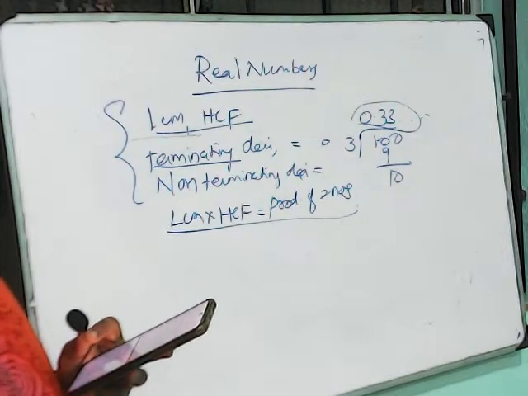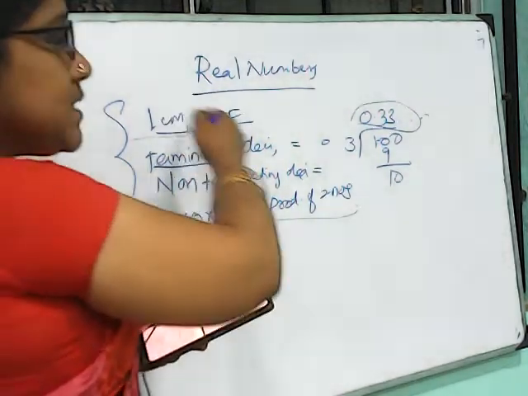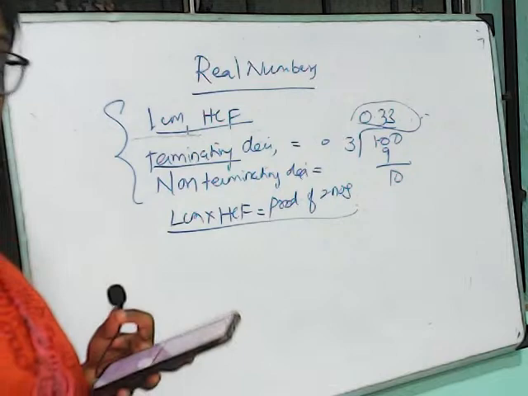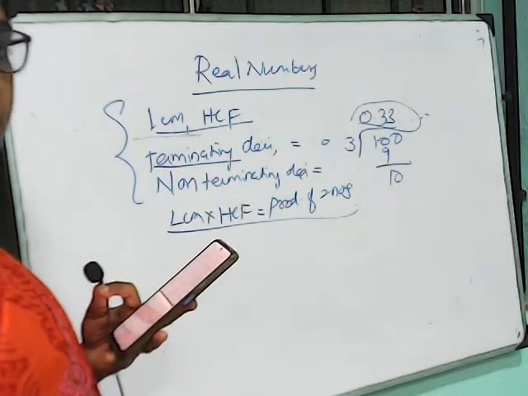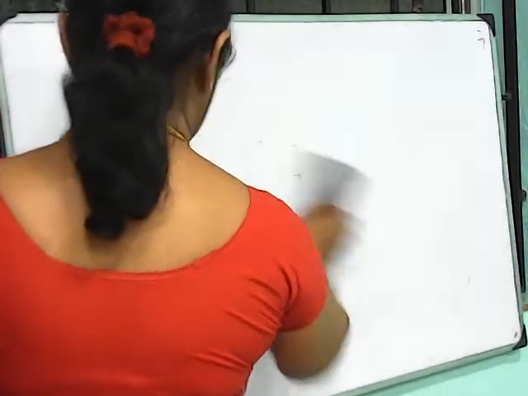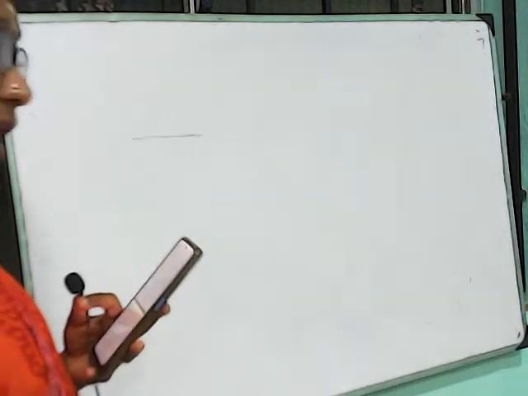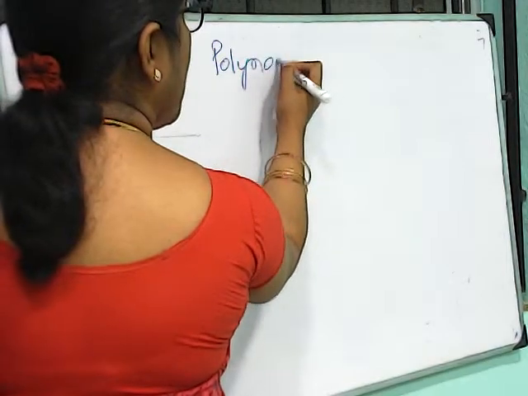Okay, now coming to next, questions will be based only on these 2 concepts in case of real numbers. Okay, I hope you don't have any doubts. Now moving to the next chapter. The next chapter is polynomials. Okay, so for polynomials you need to know the concept first, quadratic equation.